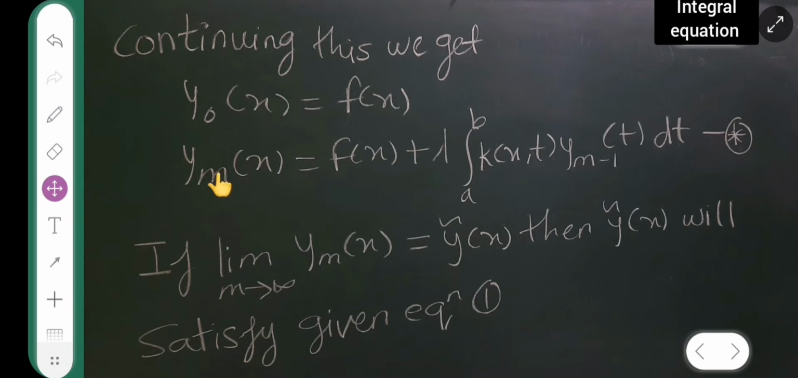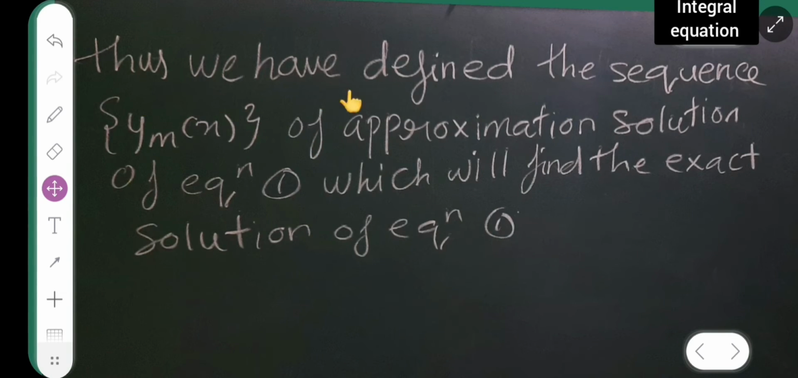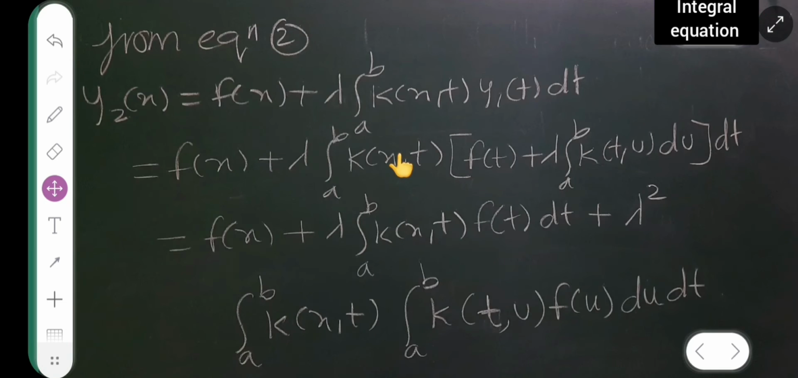Next, the limit as m tends to infinity of ym of x is equal to y tilde of x, then y tilde of x will satisfy the given equation 1. Thus we have defined the sequence ym of x of approximate solutions of equation 1, which will give the exact solution of equation 1. So we got the sequence. Next I will do from 2.